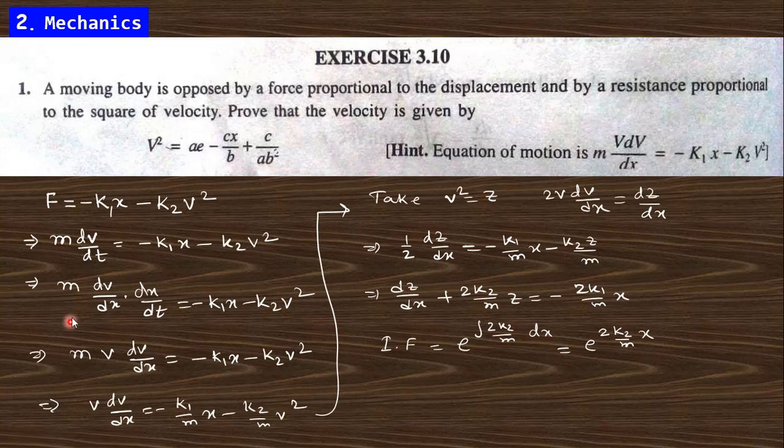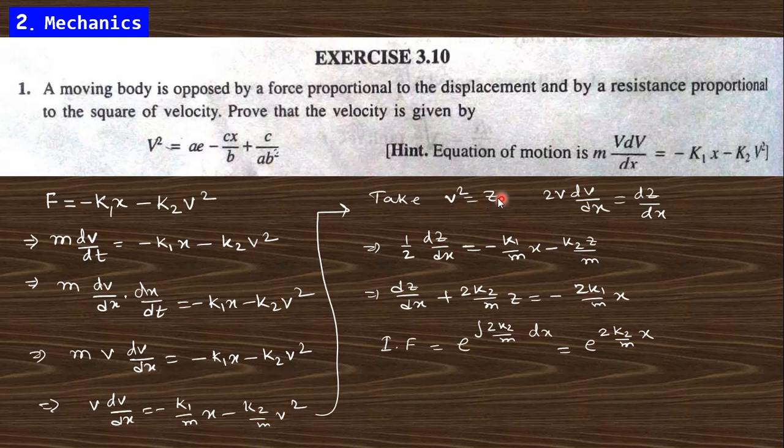Next is the application in mechanics, exercise 3.10. Here it says a moving body is opposed by a force proportional to the displacement. That is, the force is proportional to the displacement, and opposition is denoted by a negative sign, and the resistance is proportional to the square of velocity. So k1, k2 are constants. If you change this force, dv/dt can be changed as dv/dx times dx/dt, and dx/dt is v. So this is the equation; m is divided here, so you will get it like that.